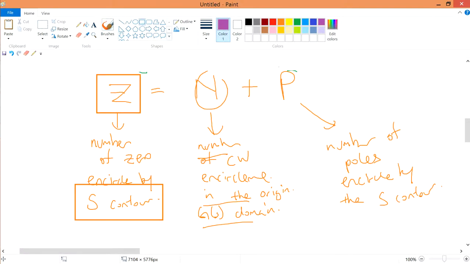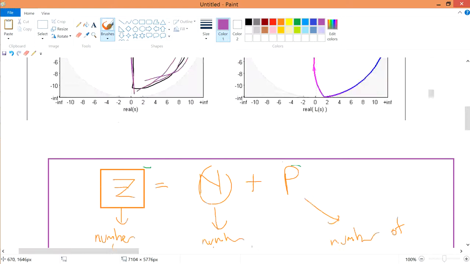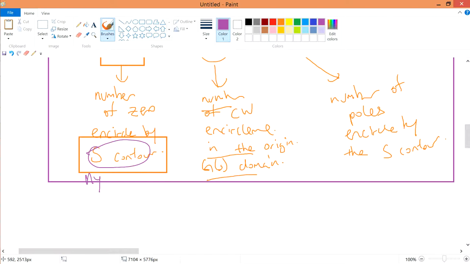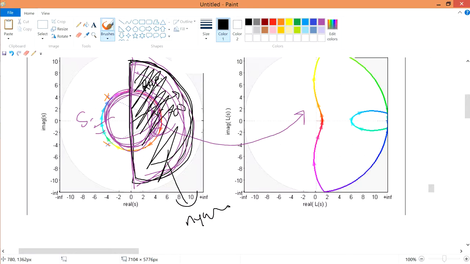Also, we're going to redefine this term here. Instead of encircling the S contour, which is the circle over here, we're going to redefine it as the Nyquist contour, which is the semicircle. And then, instead of encircling the origin, we're going to say it's encircling minus 1. Before I go on, the number of poles encircled by the S contour is also changed to the Nyquist contour, because the poles and zeros are within the contour itself. Any random point within this is considered inside the Nyquist contour.